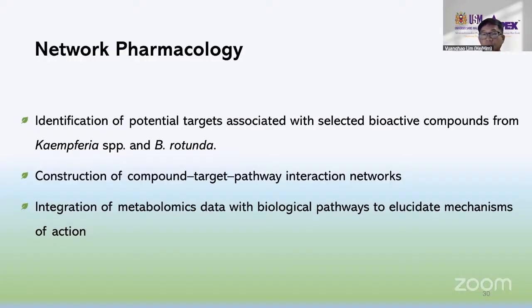So nowadays we are moving into multiple bioactive compounds rather than single active compounds, because we know that there are some other compounds that can interact synergistically to treat some of the diseases. So here, in terms of neuropharmacology, there's identification of potential targets associated with the bioactive compounds from the list that we obtained just now. We also do the construction of compound-target-pathway, and we integrate the metabolomics data with the biological pathway to elucidate the mechanisms of action.